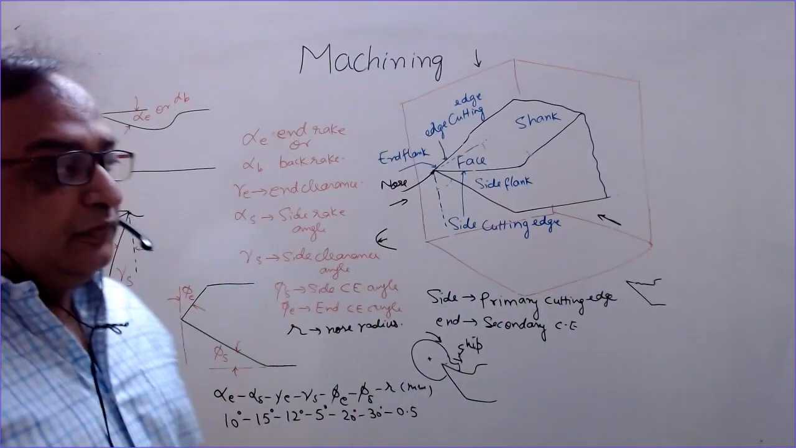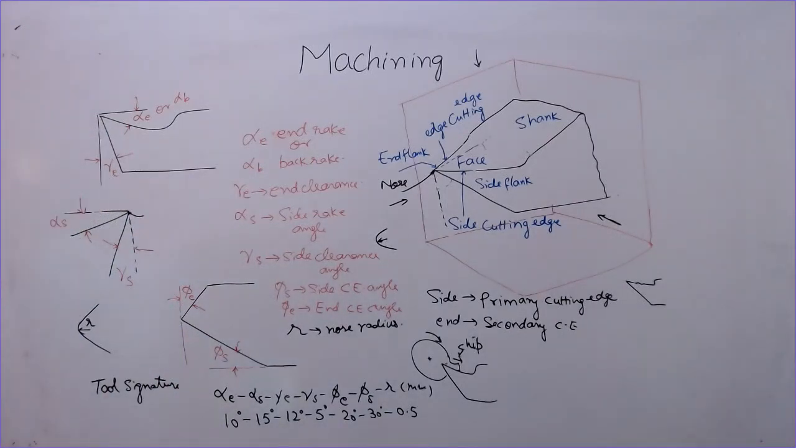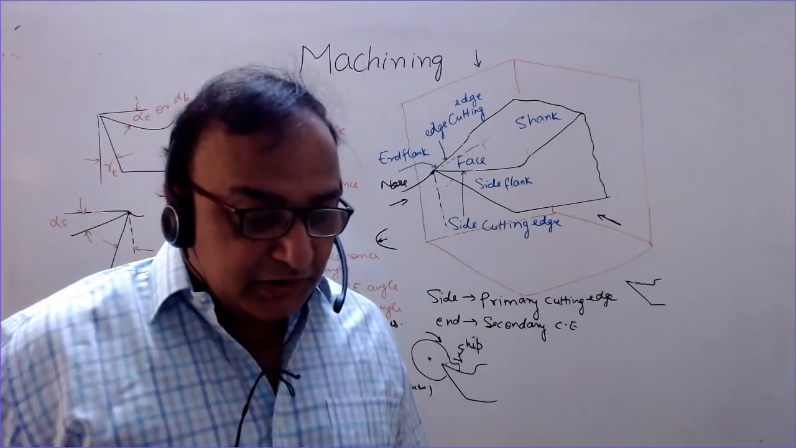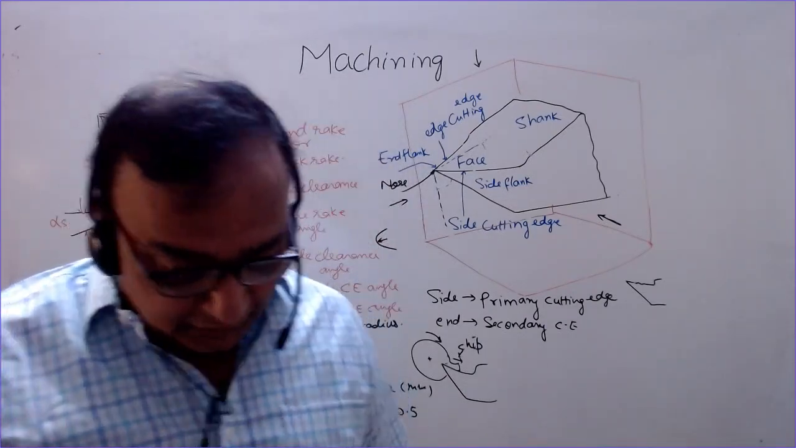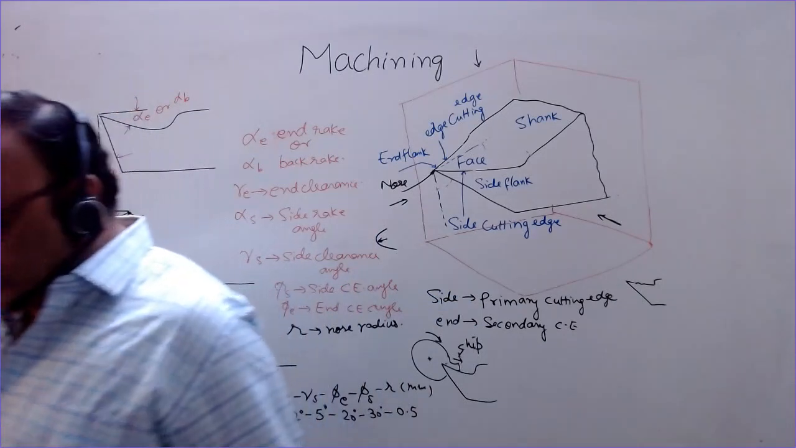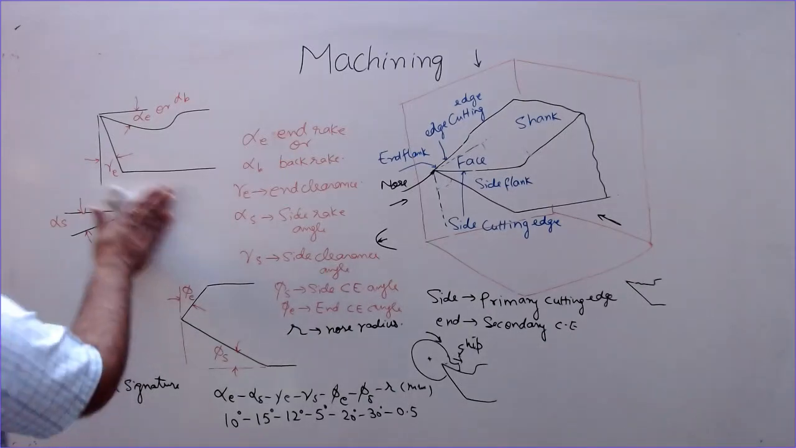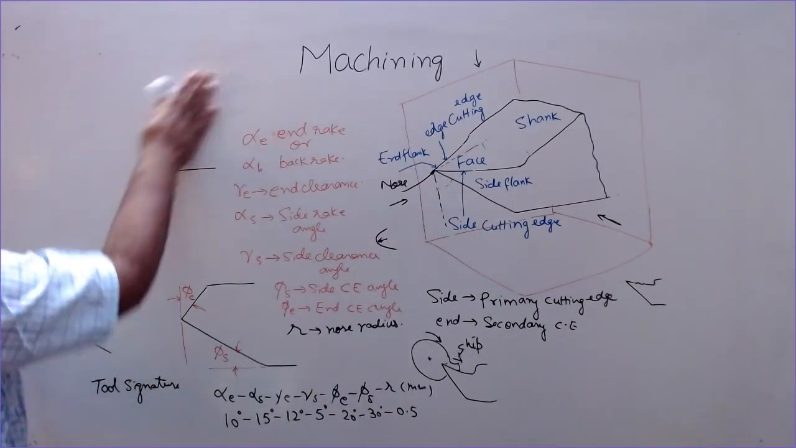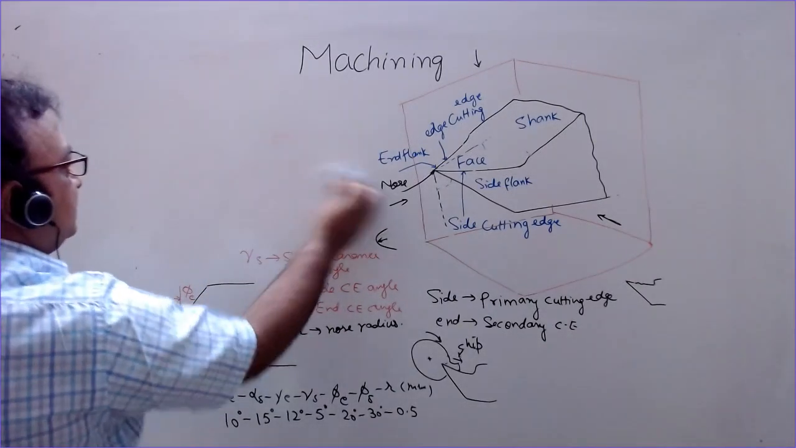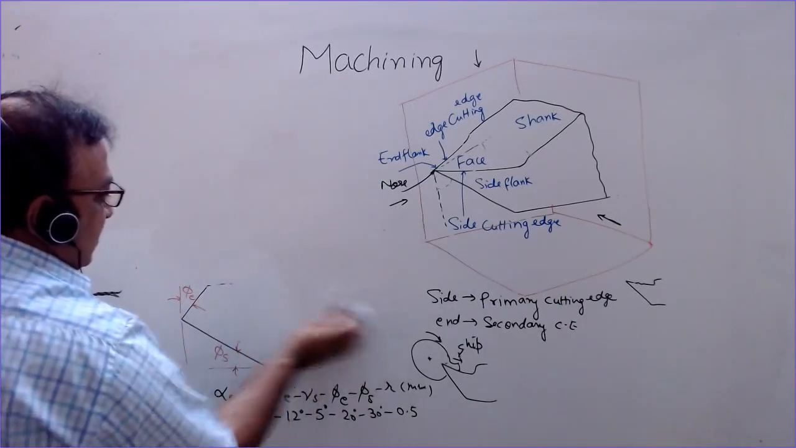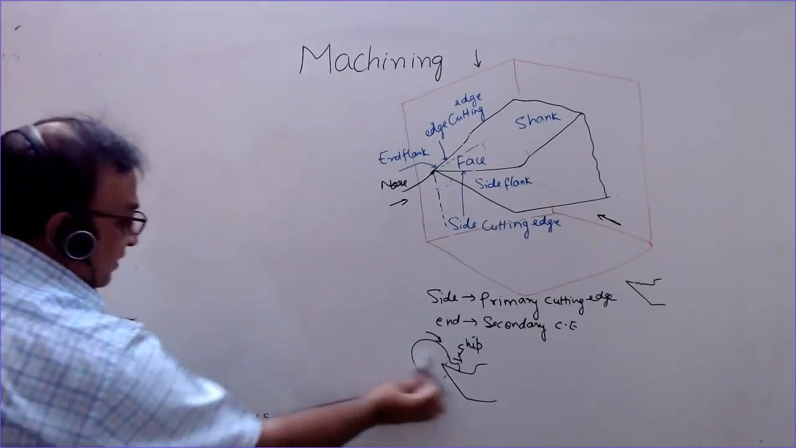Now we have certain other parameters, let us discuss those also. One is the chip thickness ratio, the uncut thickness and the cut thickness. So let us discuss those, and then we will establish a relation between the chip thickness ratio and these angles.